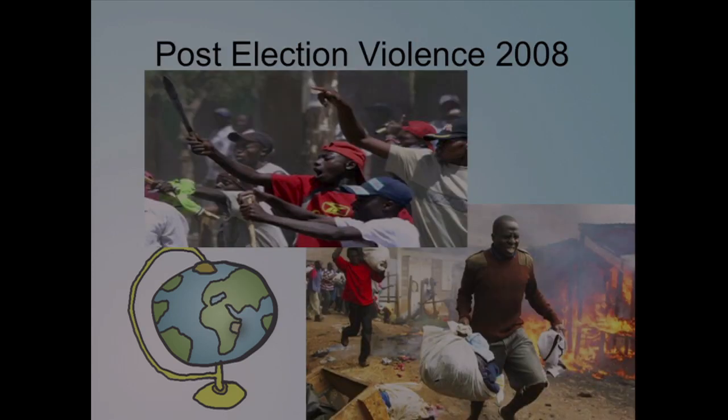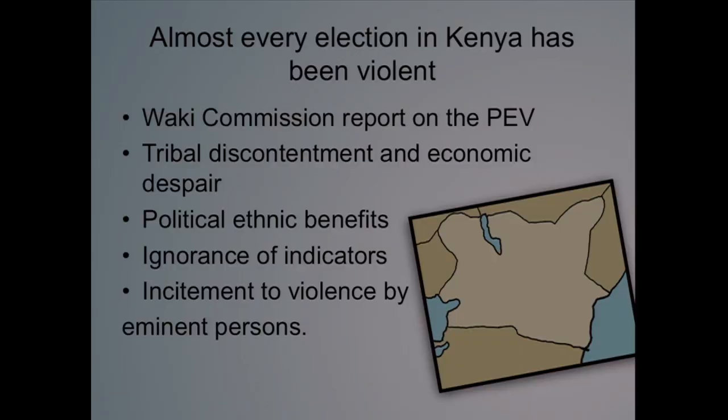Post-election violence in 2008, like I'd mentioned before, many people said that it wasn't something that they expected, but there were enough signs. Almost every election in Kenya has been violent. There was an investigation done called the WACI Commission, where they found out that there was enough information for us to prevent things that were happening. There is political ethnic benefit. So if your president from your particular ethnic group was elected, then you as a whole ethnicity would benefit as a result.